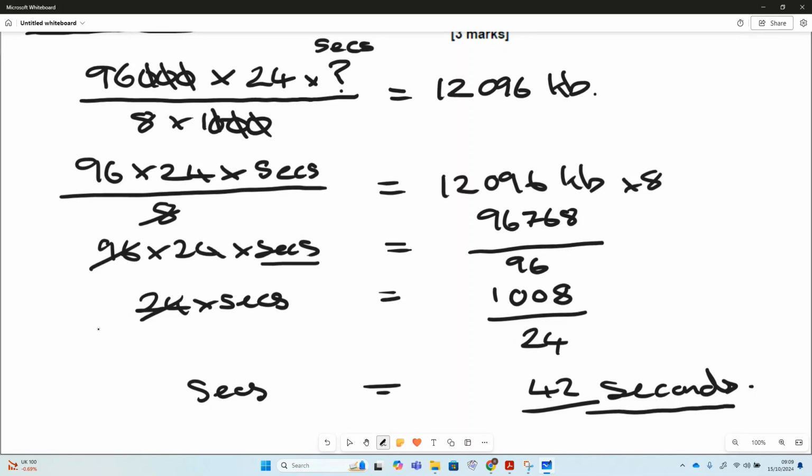And even if you didn't manage to quite get the 42 seconds, you would have got some marks for some of these workings. So, you know, timesing and dividing by 8s and 24s, etc. You get some marks for doing that. So 42 seconds, I think that was 3 marks, this particular question. So that was the way to do it.